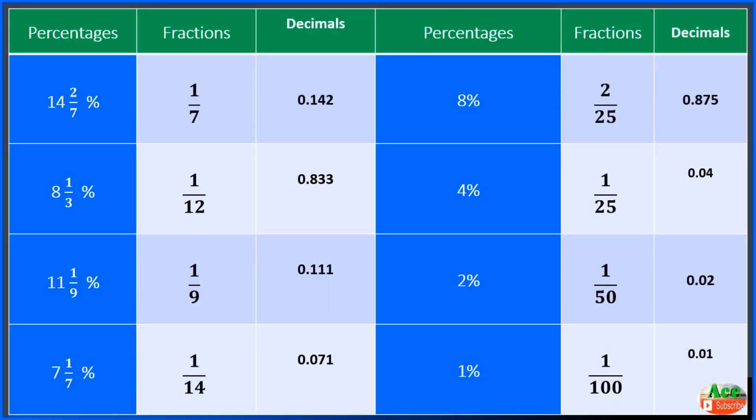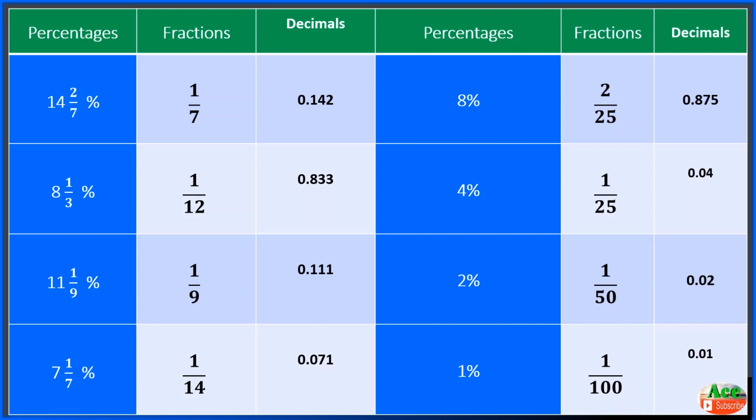14 and 2/7% can be expressed as a fraction 1/7, and as decimal 0.142. 8 and 1/3% can be expressed as a fraction 1/12, and as decimal 0.833.